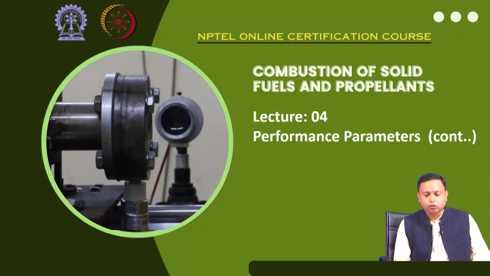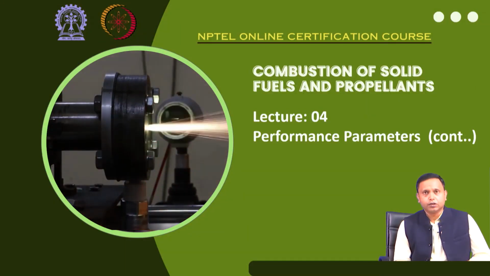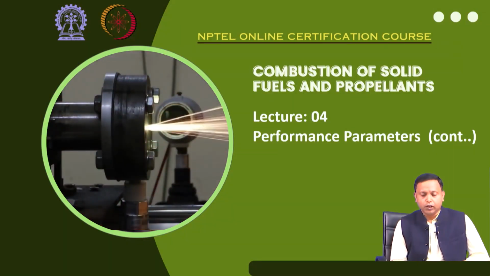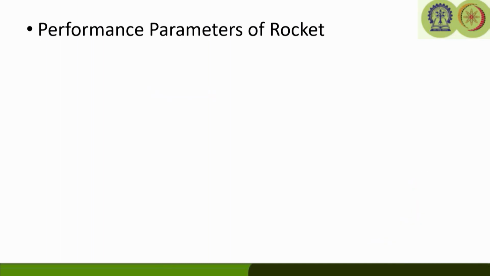Welcome back. So, we will continue with lecture 4 for the course Combustion of Solid Fuels and Propellants. We will resume from where we left off in the previous lecture. We are discussing the various performance parameters of a rocket. If you recall, we had derived one equation for characteristic velocity, or C star.